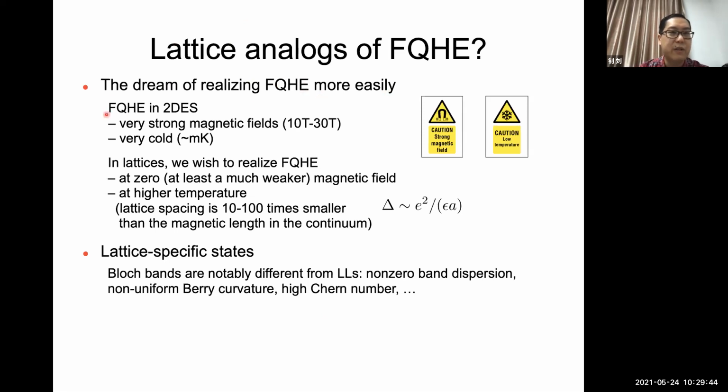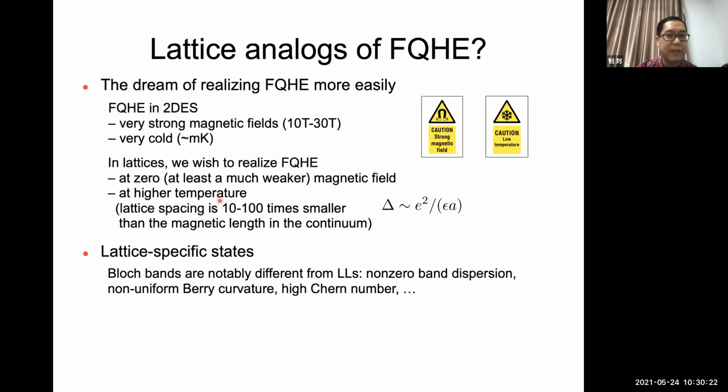We know the conventional fractional quantum Hall effect in a 2D electron gas requires very strong magnetic fields and very low temperature. However, in lattices, we wish to relax these strong requirements. First, we wish to realize the fractional quantum Hall effect in lattices at 0 or at least a much weaker magnetic field, as we already realized the integer quantum Hall effect in lattices at 0 magnetic field. The second hope is that in lattices, we can realize the fractional quantum Hall effect at much higher temperature.